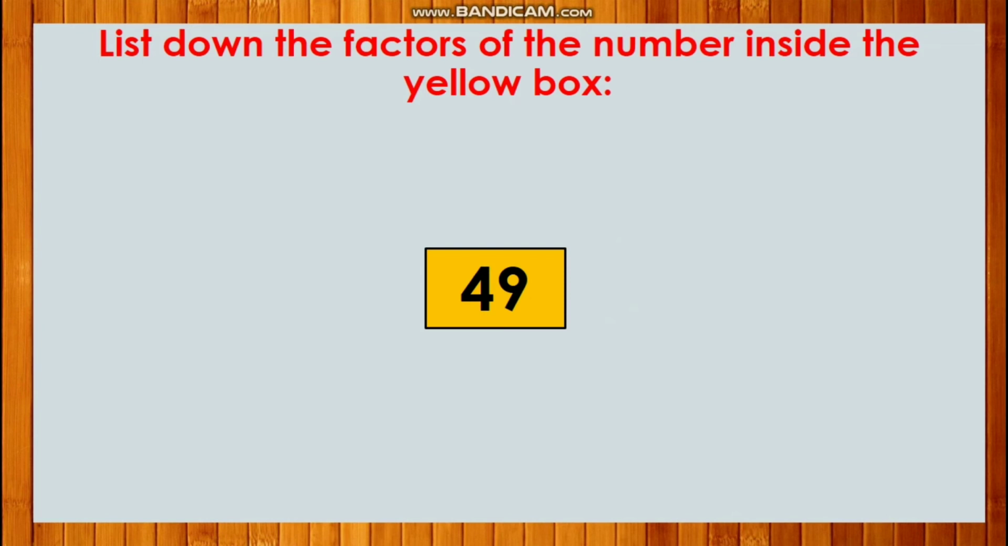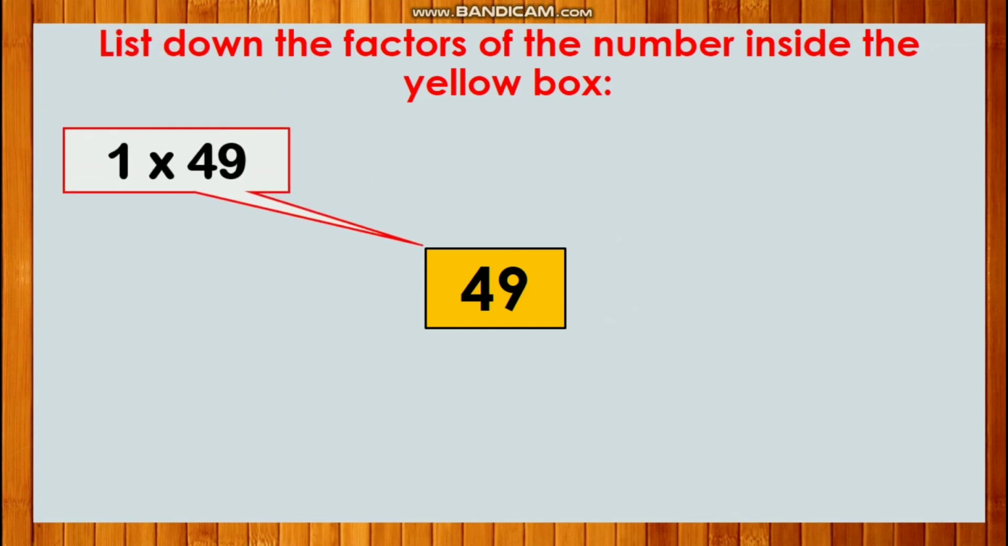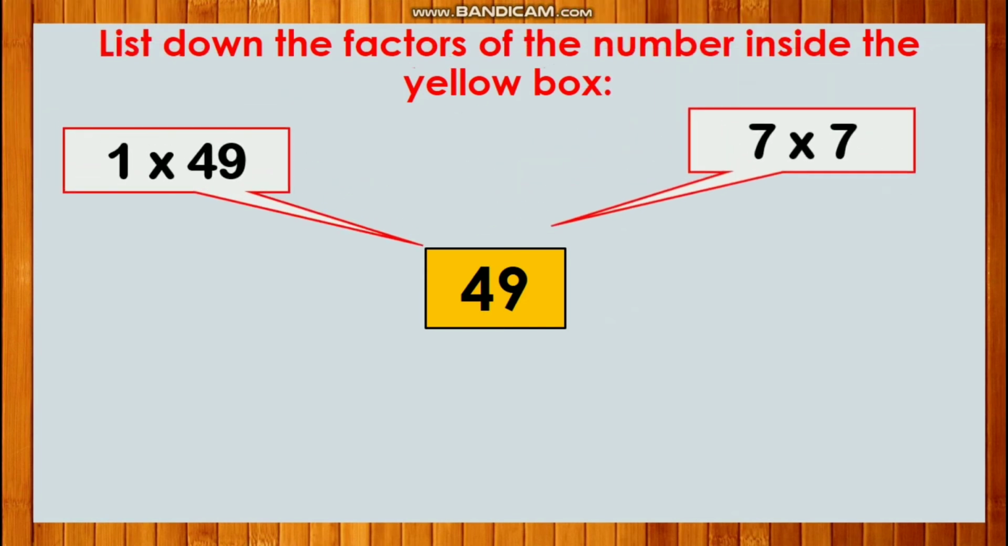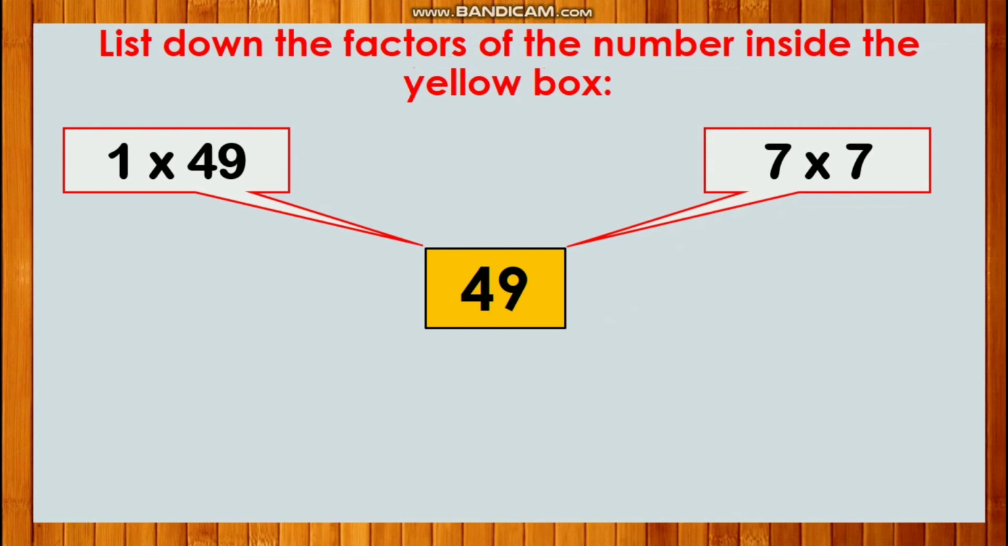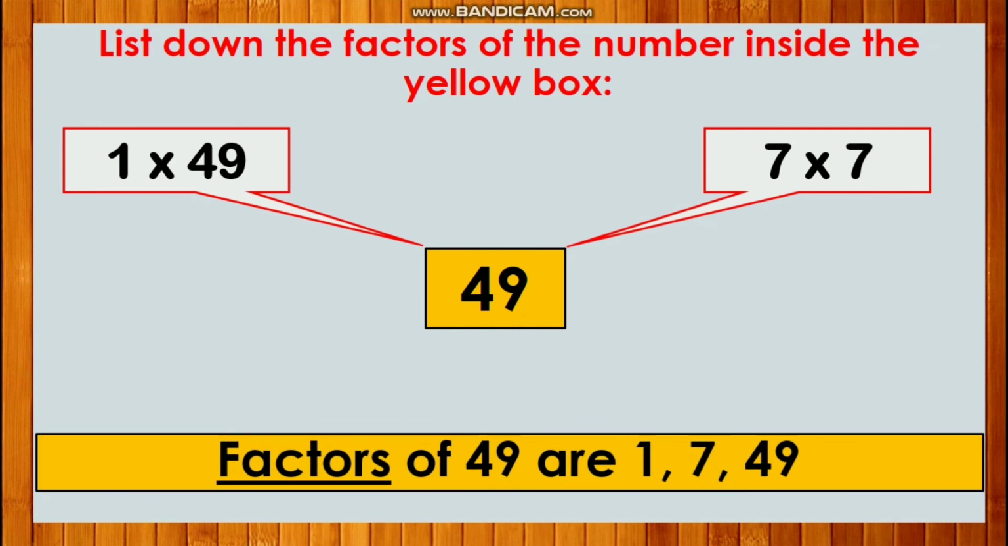Next, let's have 49. List down the factors of 49. We have the pair of 1 and 49. We have 7 times 7. And that's all the pairs of numbers that when you multiply, the answer is 49. So, to list down the factors, the factors of 49 are 1, 7, 49. As you can see, we use number 7 twice. But in writing it as a factor, we will only write it once.